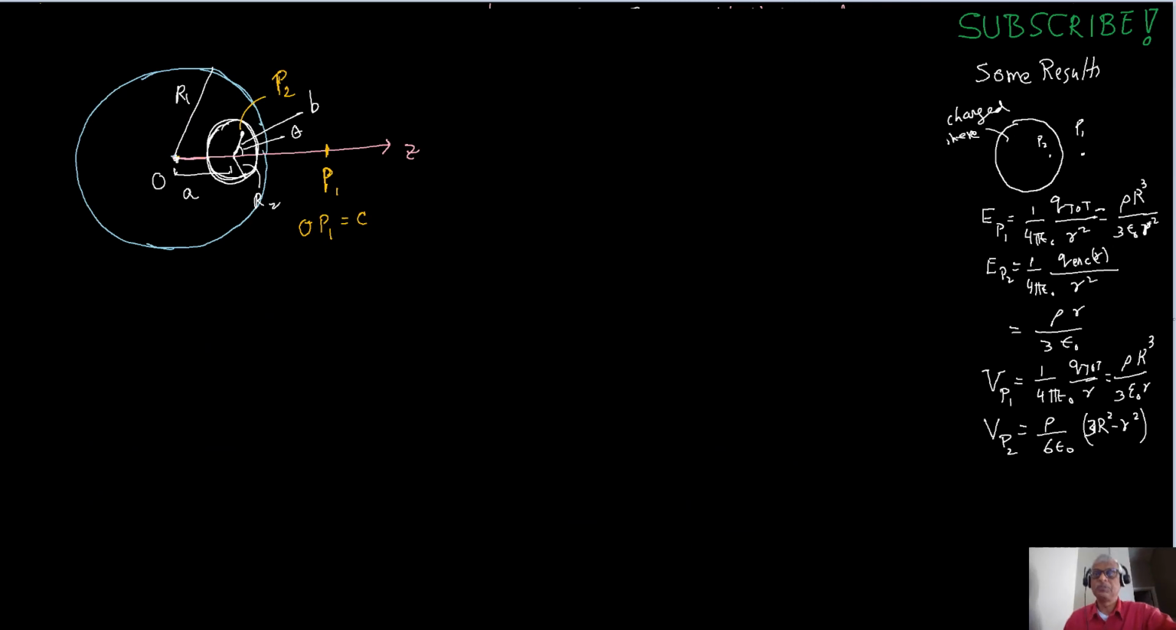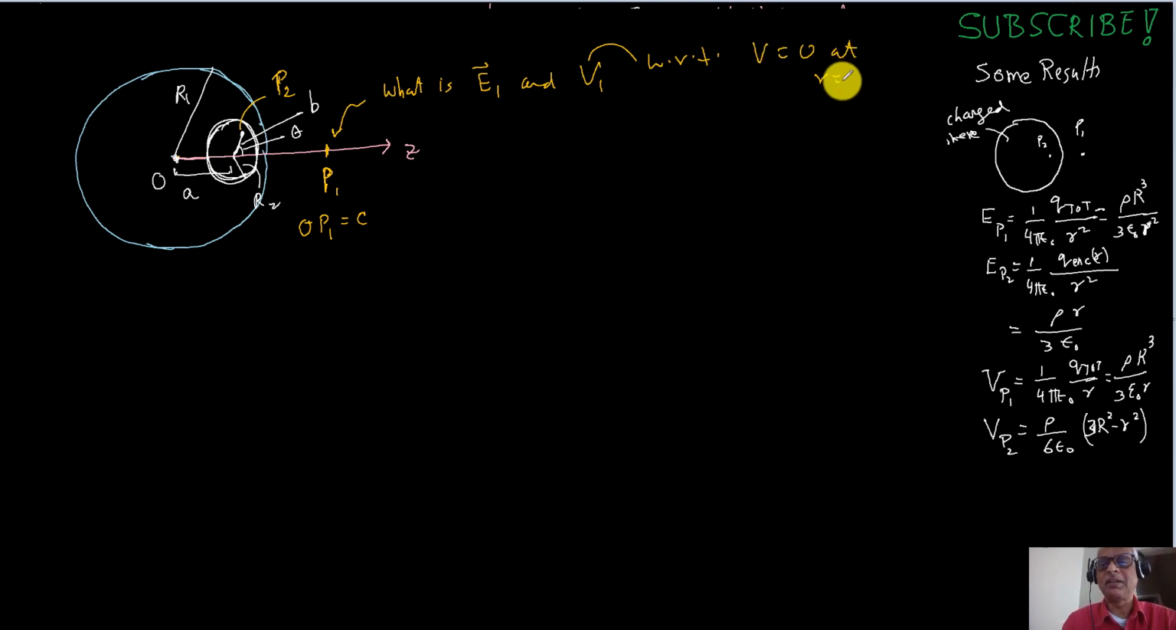Okay, so we are going to solve this problem at two points, P1 and P2. So let's do P1. What would P1 look like? The question is, what is the electric field at this point, and V1 with respect to V equal to zero at R equals infinity? If I go very far away, that's my reference. That's how we're going to use it. So what's the electric field? I'm going to answer the question for electric field.